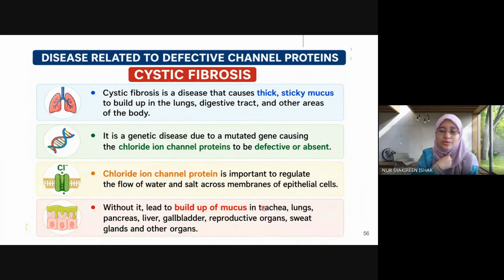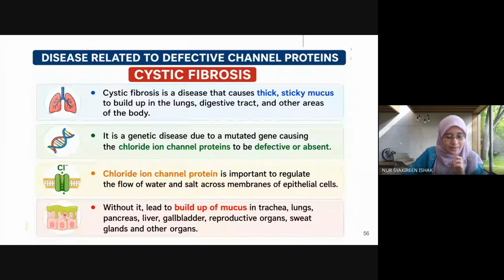The cells lining your trachea include a type of cell we call goblet cells. The function of these goblet cells is to secrete mucus. The function of the mucus initially is to trap the contaminants. But if there's a defect in the chloride ion channel, it causes the mucus to thicken and build up.